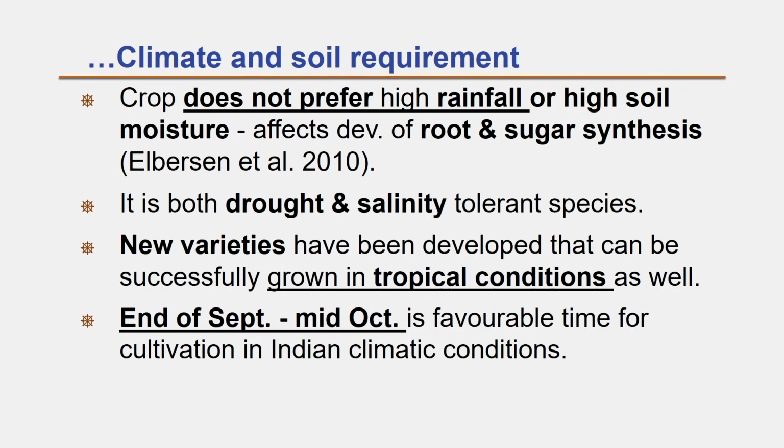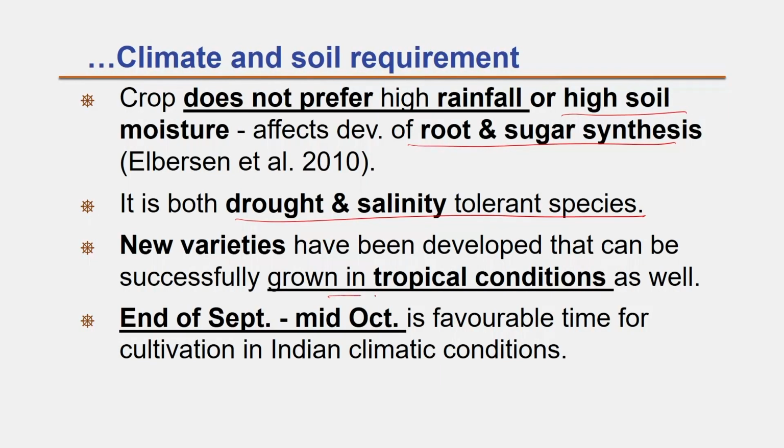Crop does not prefer high rainfall or high soil moisture. It affects development of root and sugar synthesis. So it is both drought and salinity tolerant species, means its water requirement is less. New varieties have been developed that can be successfully grown in tropical conditions as well.